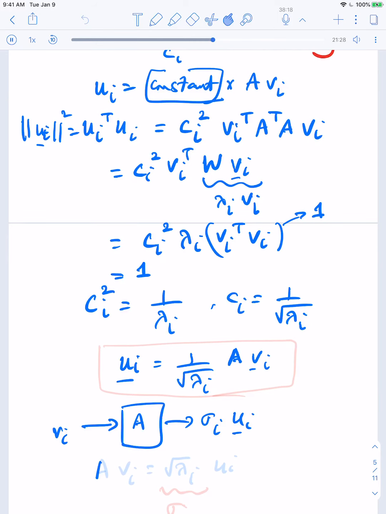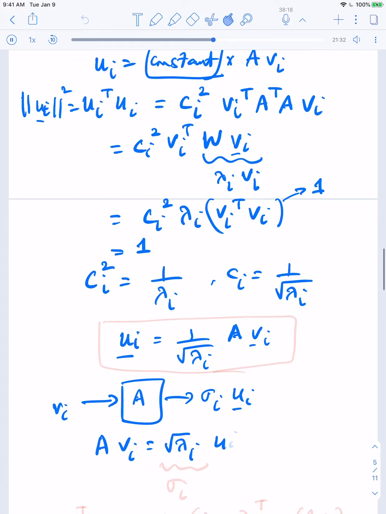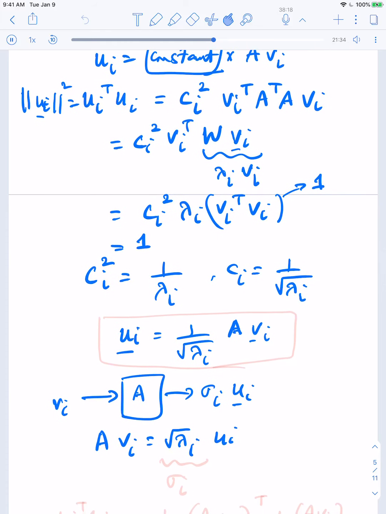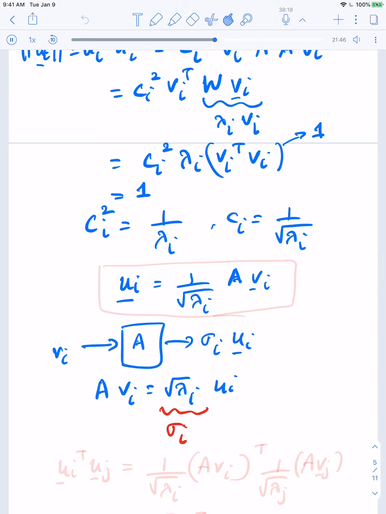So what do I get? A times Vi is root lambda i times Ui. And so this is what I'll set as my sigma i, right? This is my sigma i. The other thing is I have constructed these V's to be orthonormal, but I want these U's to be orthonormal as well. So I want to just check, are they orthonormal or not?